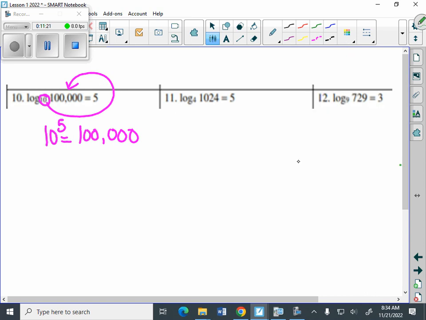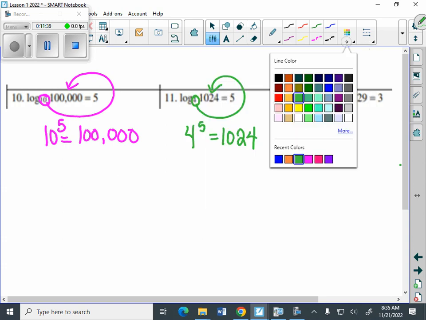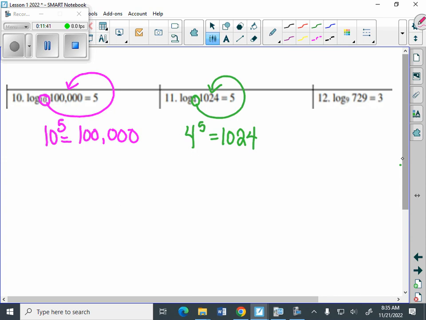Number 11, curly Q. Start with the 4. And we're going to get 4 to the 5th equals 1,024. And to finish, curly Q around. And what we end up with, we start with the 9, curly Q around, 9 to the 3 equals 729.